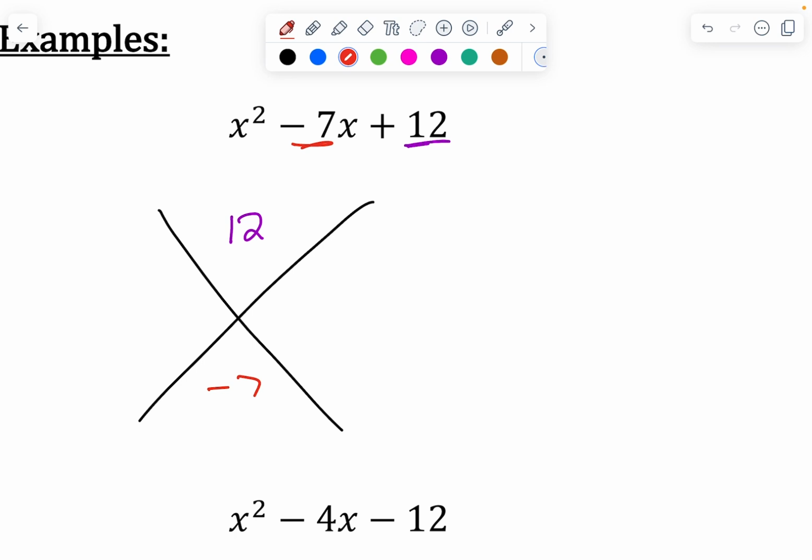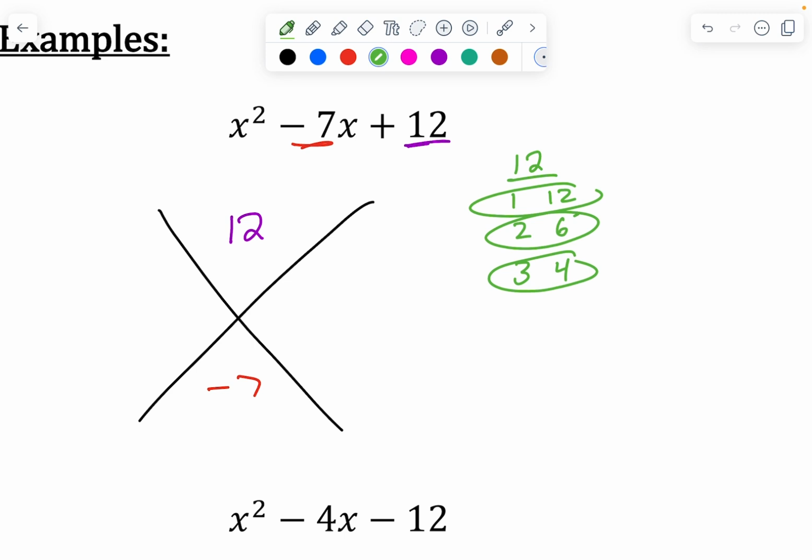As you look at this, you're going to go to your factor chart and look for factors of 12. Factors of 12 are 1 and 12, 2 and 6, and 3 and 4. Now thinking about this, which of these combinations multiplies to 12? I know all of these pairs will. These are all grouped together. But which of these is going to add to negative 7?